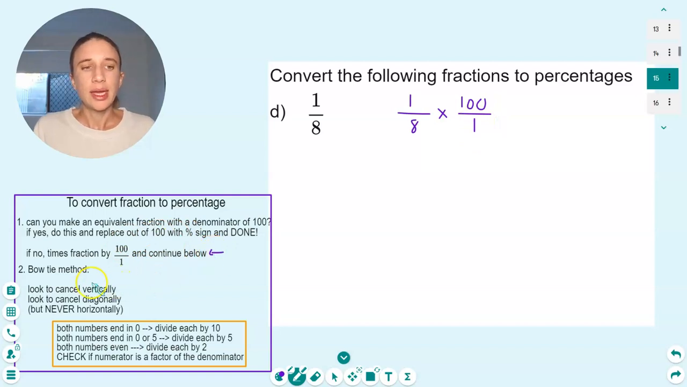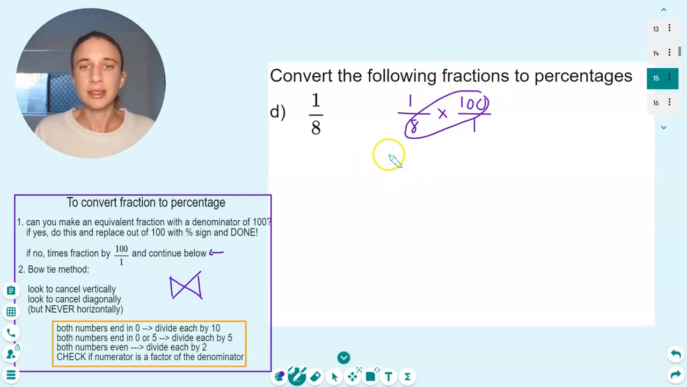This step. Now we are going to, because we don't have our calculator, we are going to look to cancel vertically and diagonally using this bow tie method. So the bow tie method says look to cancel vertically and then look to cancel diagonally. Make that bow tie. So if I look vertically, I can't cancel anything here. There's no common factors. Can't cancel anything here. No common factors. Can't cancel anything there. No common factors.